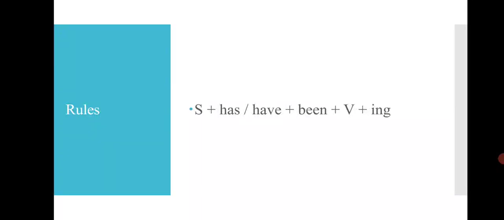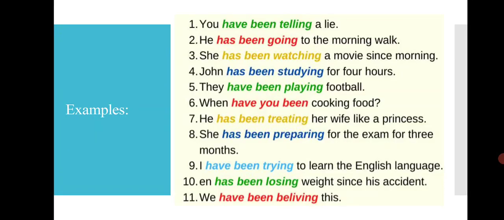Now let's check the examples. You have been telling a lie. You is the subject. The have form we used is have, and next we use the word been. Tell is the verb. The ing form of the word tell is telling. So, you have been telling a lie is an example for present perfect continuous tense.